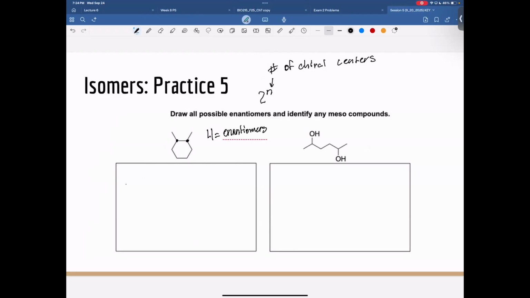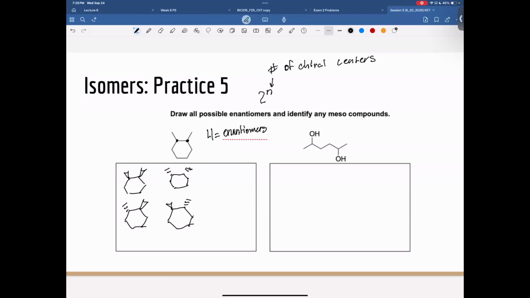So the first one is we can draw this like this, right? And then we can draw it like this. We can draw it like this, or like this.